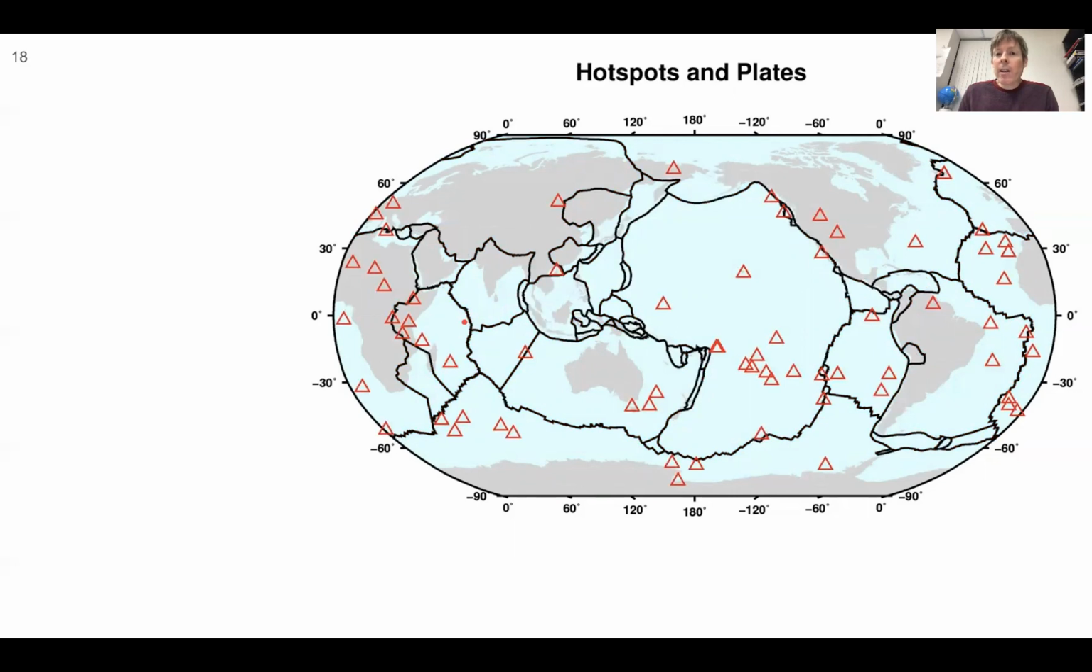We can also look at hotspots, and hotspots are special kinds of volcanoes. We'll talk a little bit in a few slides. The main point is that there's no real connection between these special volcanoes and where the plate boundaries are. So hotspots are special volcanoes. They don't seem to be related to plates.